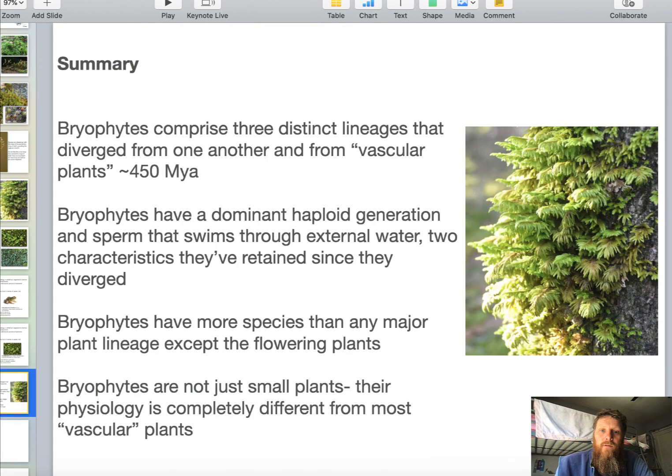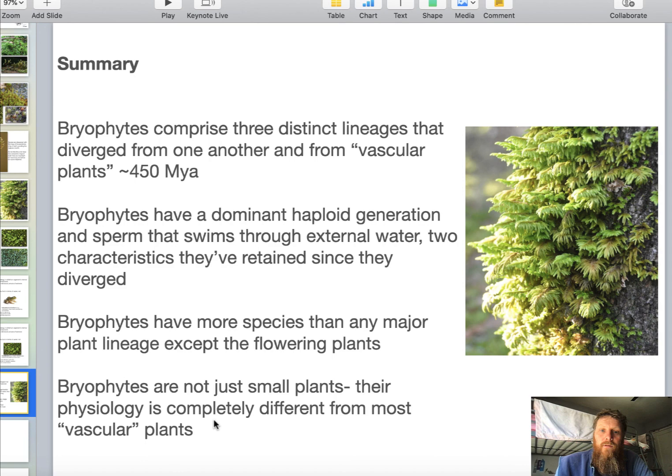So just to summarize a few of the main points. Bryophytes are not one, but three distinct lineages that we lump together: the mosses, the liverworts, and the hornworts. And they diverged from the fourth lineage, the vascular plants, a long time ago, about 450 million years. Bryophytes share a dominant haploid generation and sperm that swims through the external water in the environment. And these are two characteristics they've retained since they diverged from one another.